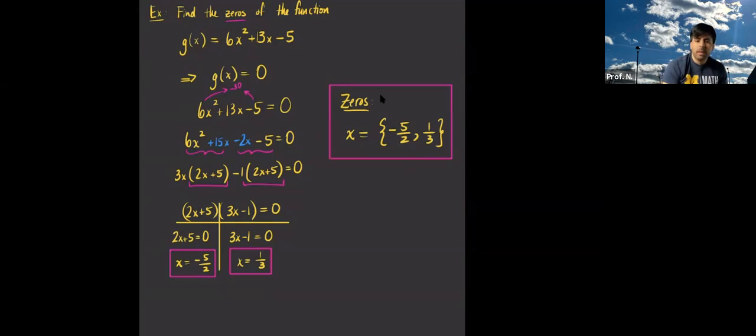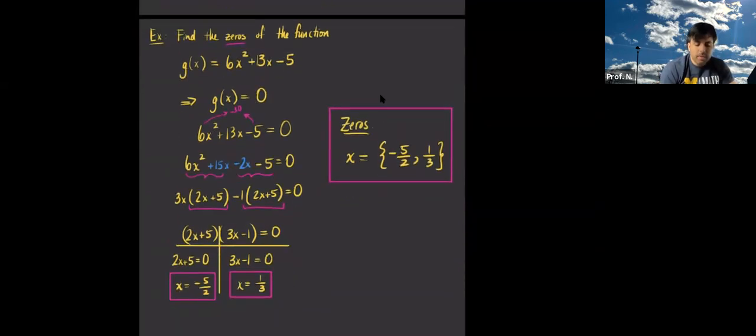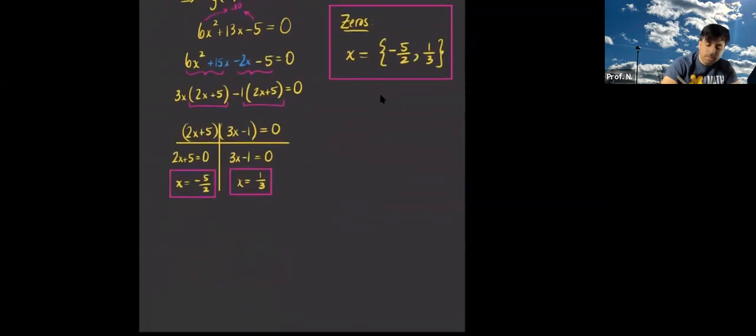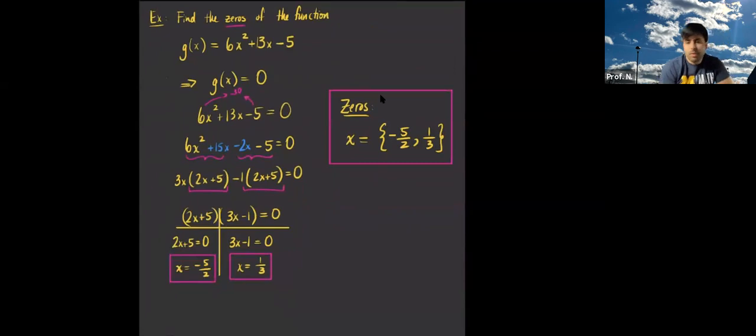Okay, so that's how you find the zeros of a function. You just set it equal to 0 and you solve. And you solve by using factoring. So factoring becomes very useful when we talk about solving for the zeros or solving for the solution. Okay, any questions about this?